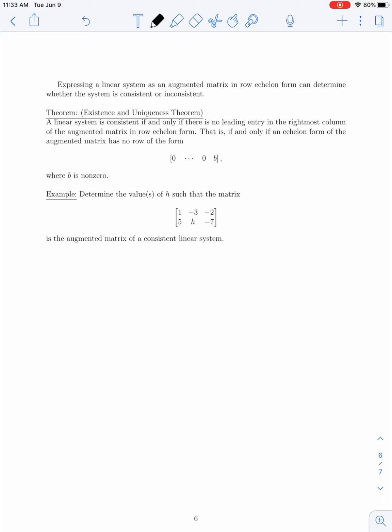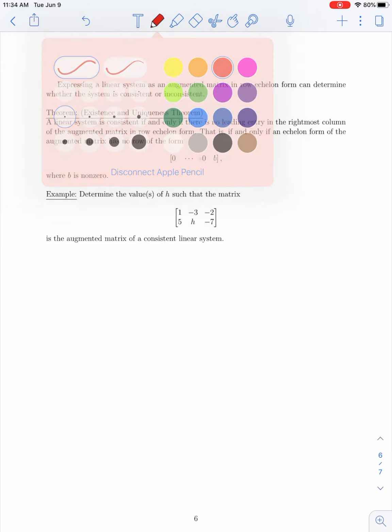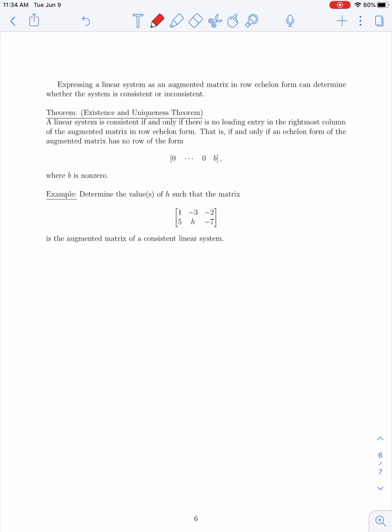So in the last part of our section here, before we look at some other examples, we can start to see that expressing a linear system in terms of an augmented matrix will also allow us to determine whether the system is consistent or inconsistent. That is, whether a solution even exists. So we have the following theorem regarding the existence and uniqueness of a solution of a linear system.